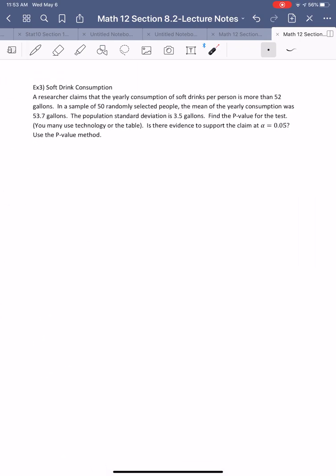All right, so let's look at number 3 using the p-value this time. This is not bad, actually. I like it.